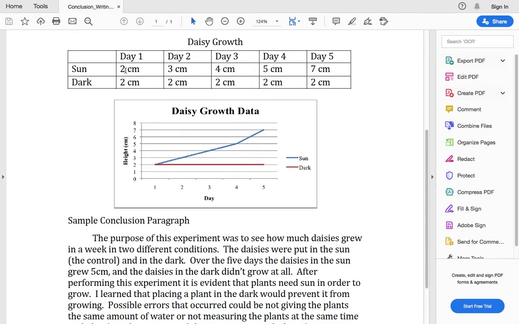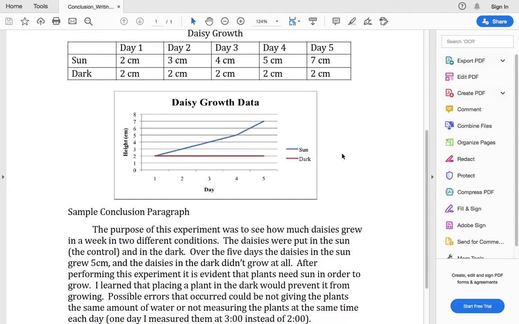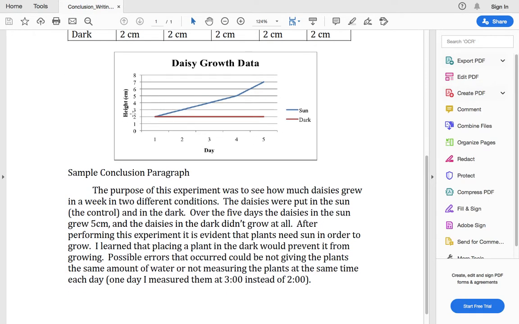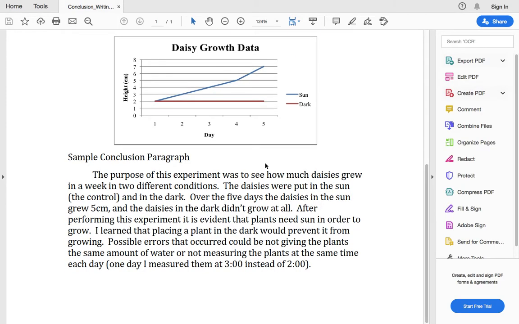You can see in the sun that the daisies grew from 2 centimeters all the way to 7 centimeters, incrementally a little bit more every day. In the dark, 2 centimeters, 2, 2, 2, 2, there was no growth. And here you have a graph that shows the height, the number of days, and how tall they were. The blue line represents the daisies grown in the sun, and the red line represents the daisies grown in the dark.